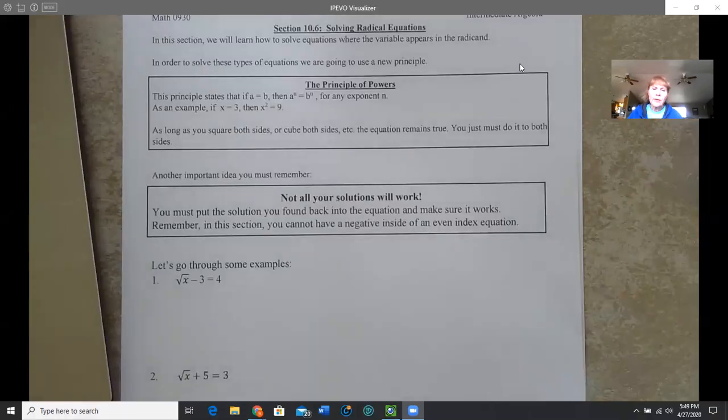Hi there. Well, this is going to be the last section we'll do before we take the Chapter 10 test. And Section 10.8 will be a part of Chapter 11. It fits better. So again, this will be our last section before we take the test. And what this is over is solving radical equations.